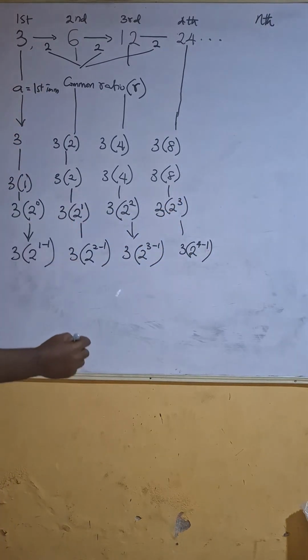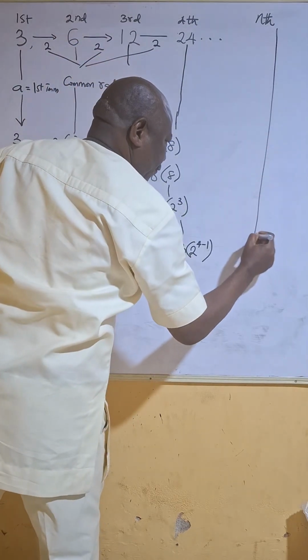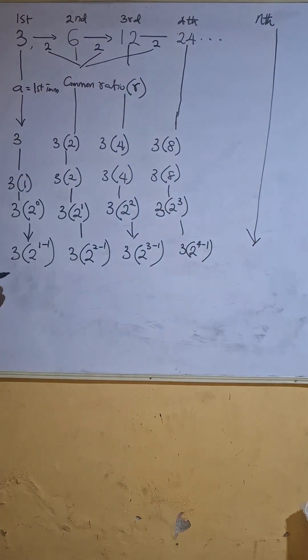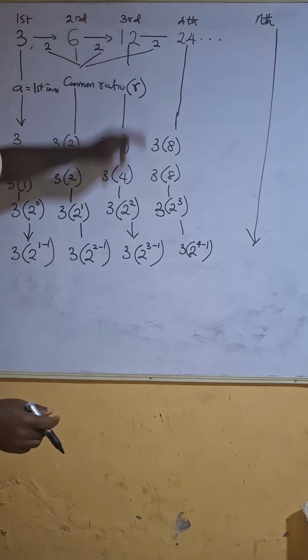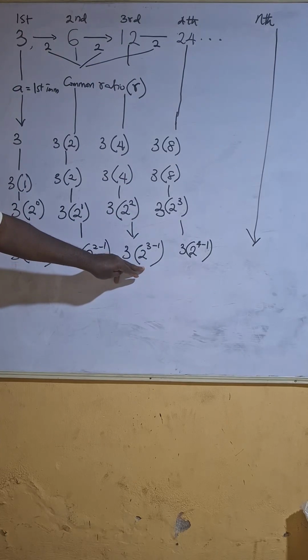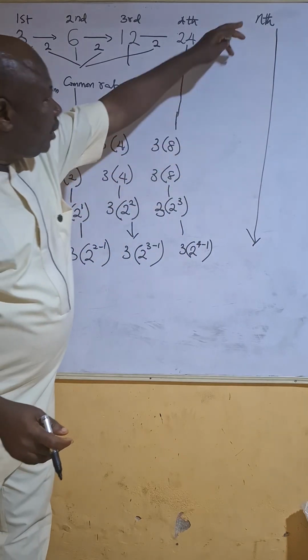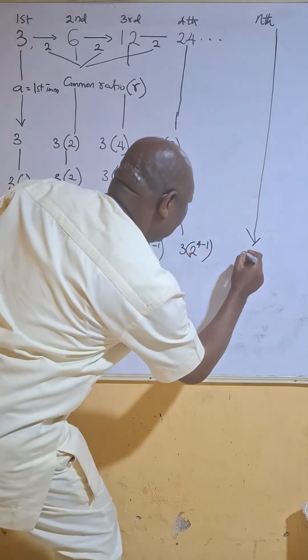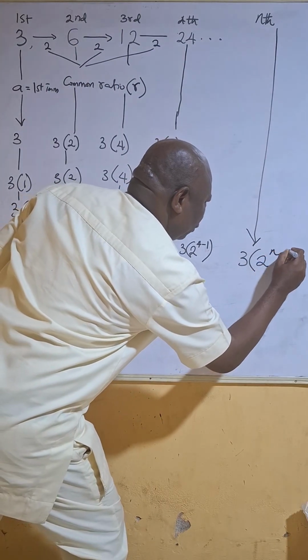So the implication now is that when you have this, if this one can give us 2 minus 1, then it means we subtract 1 from the position to get our term. 2 minus 1 for the second term. 3 minus 1 to get the third term. To get the fourth term is going to be 4 minus 1. To get the nth term, it follows that this is going to be 3 into 2 raised to power n minus 1.